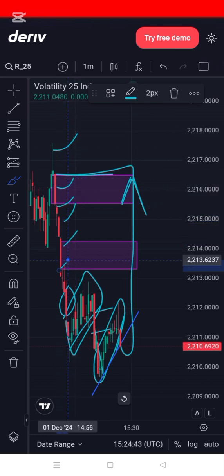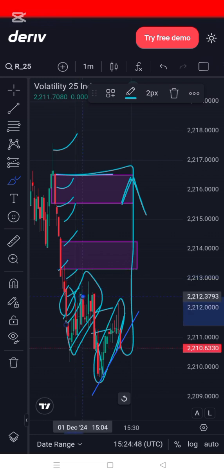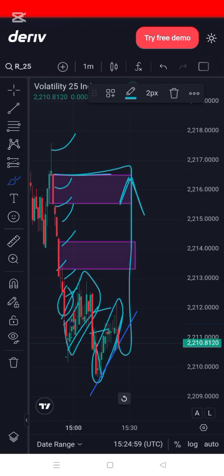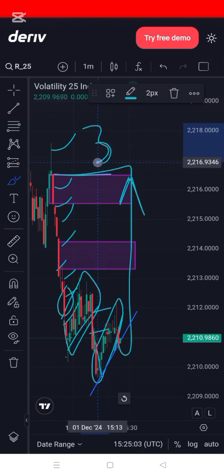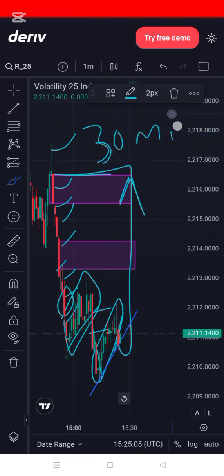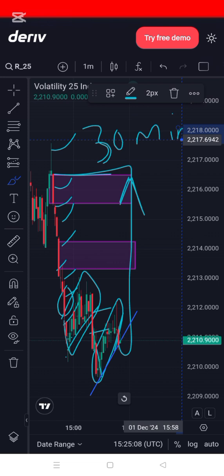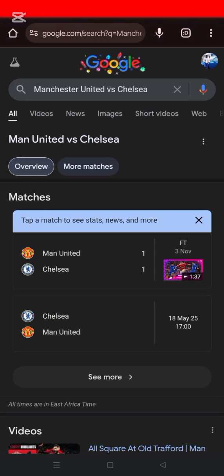After you are done spotting the fair value gaps, you can count your candlesticks and see the time the market has used to move in that direction. Like here, approximately, it is around 30 minutes. With that in mind, you can decide to enter and do what we call swing trading, and wait until the market goes back.